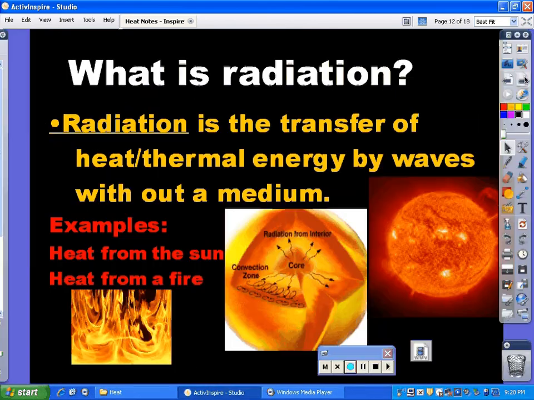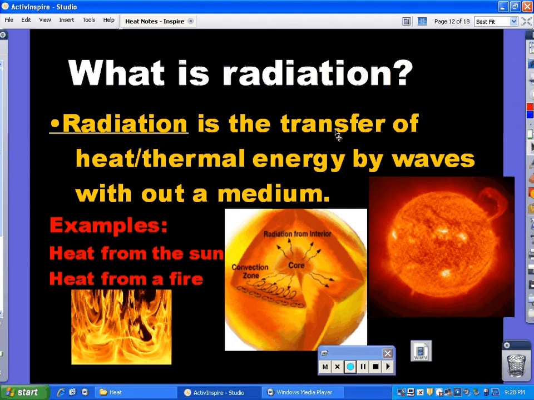And the last one is radiation. Radiation is transfer of heat or thermal energy by waves without a medium. Remember I was saying in the fireplace, you're sitting here, you get warm on this side, but you don't on the back side because it transfers in a direct line. So heat from a fire is the perfect example of radiation. Heat from your heater, if you have a plug-in heater, is another good example.